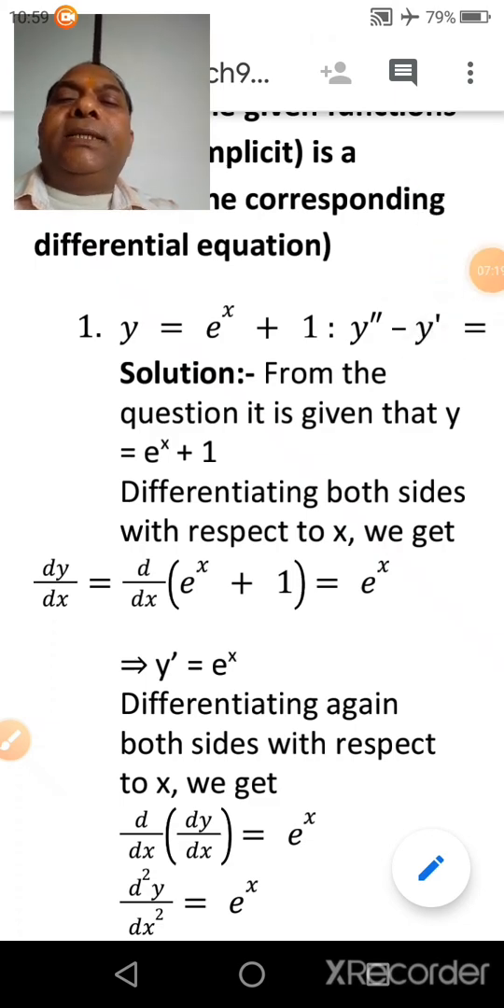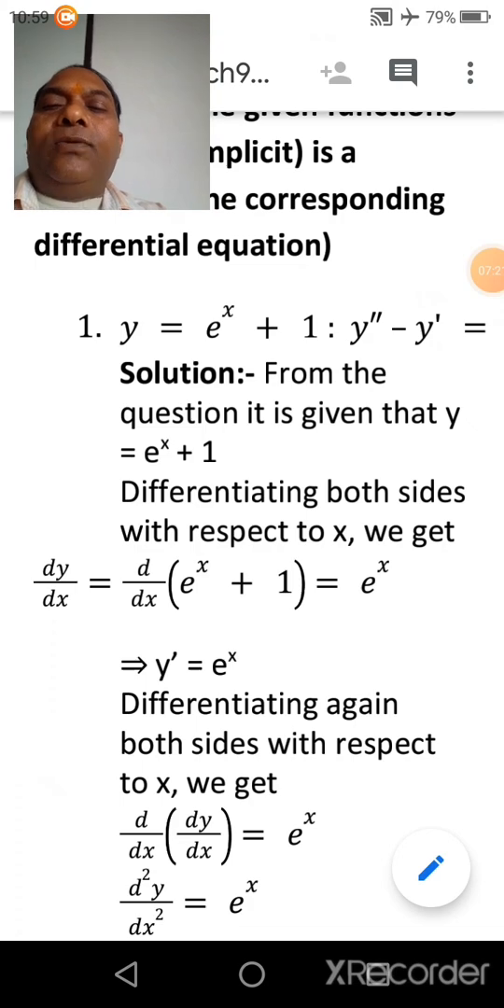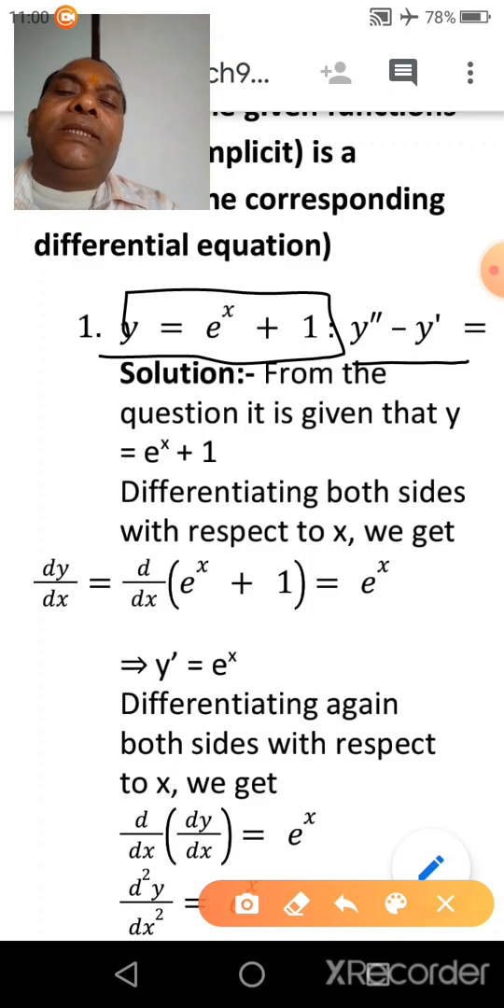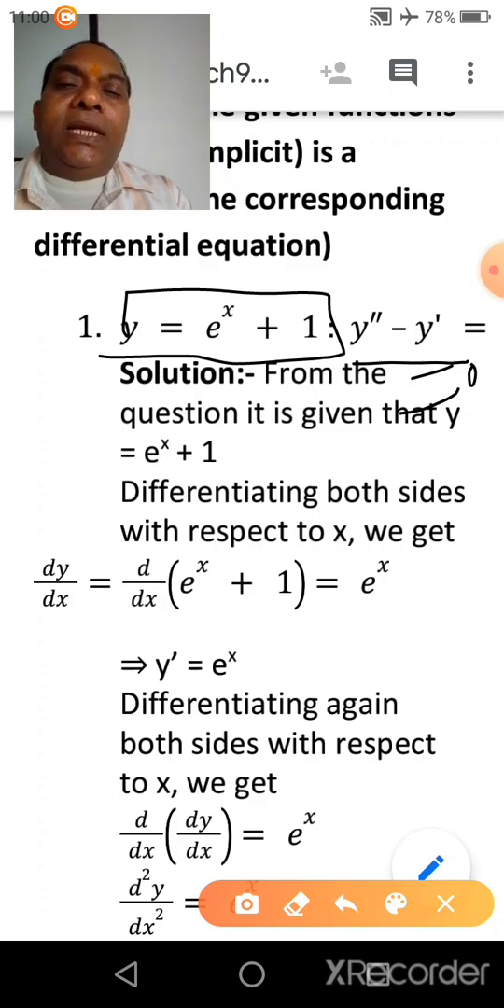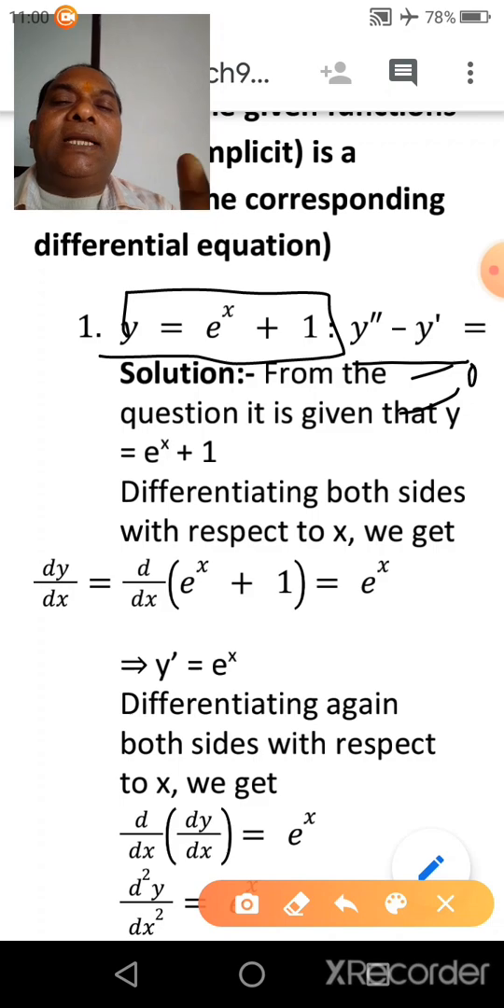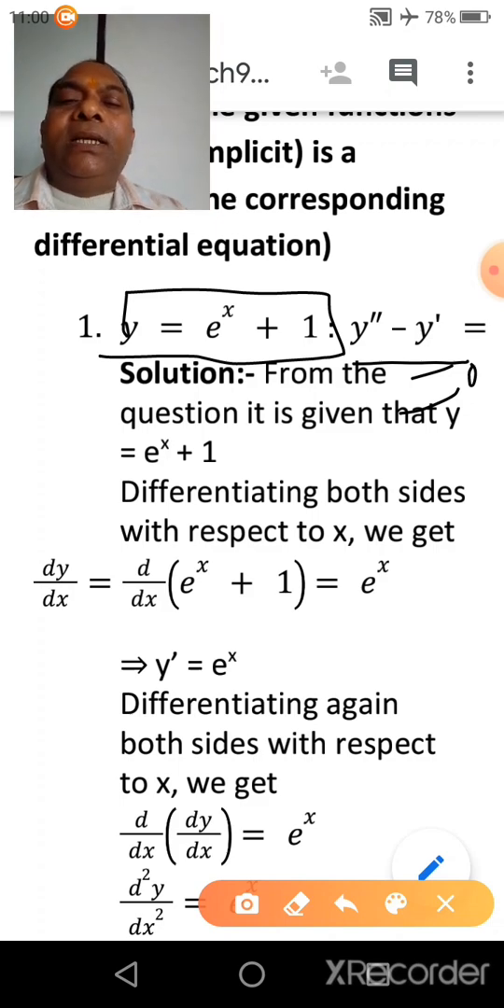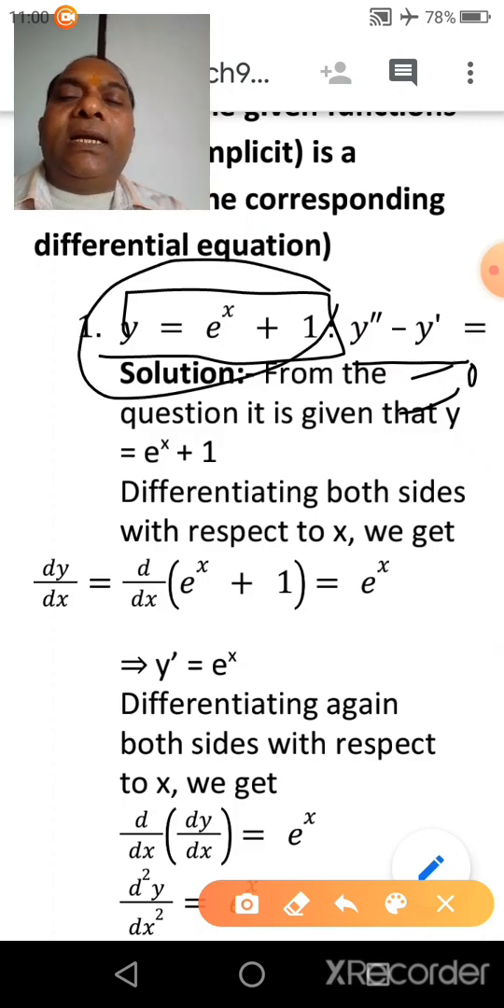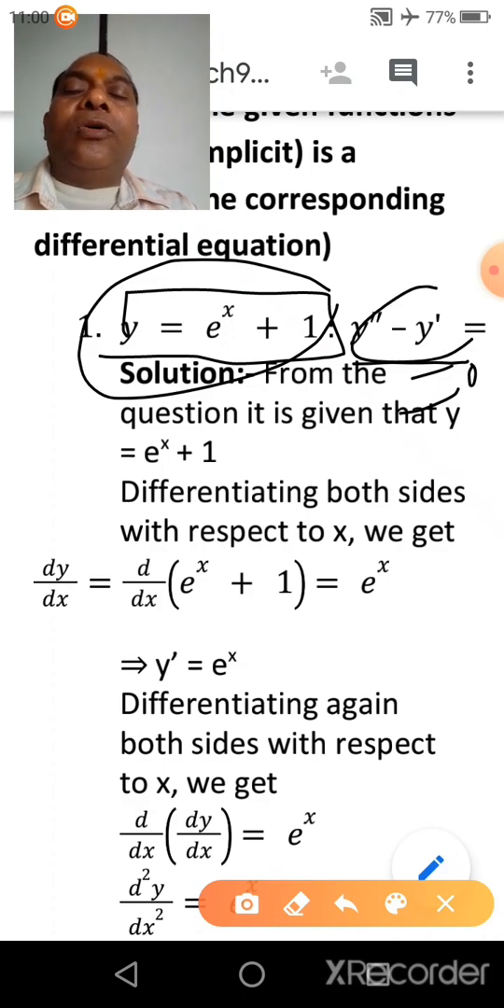So first example, y is equal to e to the power x plus 1. You have to check whether y is equal to e to the power x plus 1 is the solution of the differential equation y double dash minus y dash is equal to 0 or not. Clear? So differential equation is here y double dash minus y dash is equal to 0, and function is y is equal to e to the power x plus 1. You have to check whether the given function is the solution of given differential equation or not.